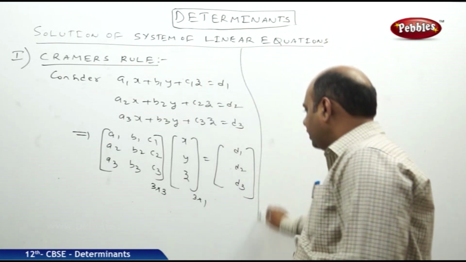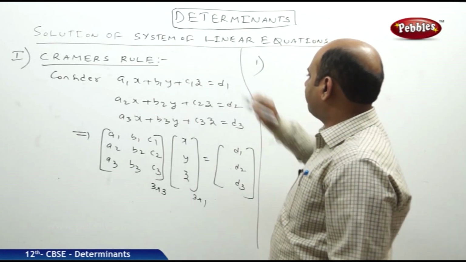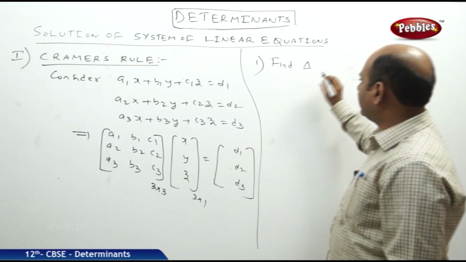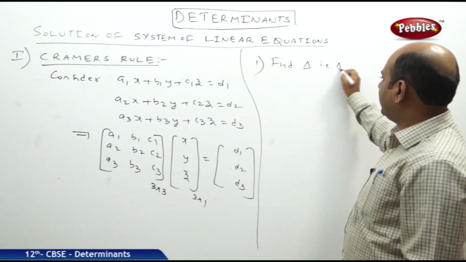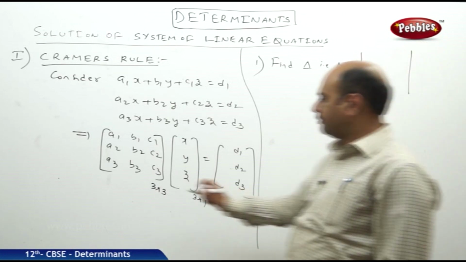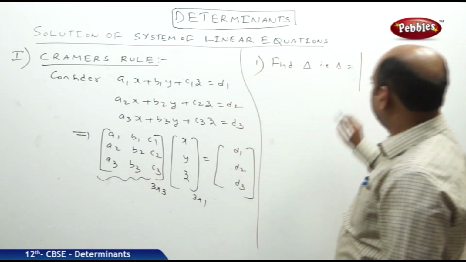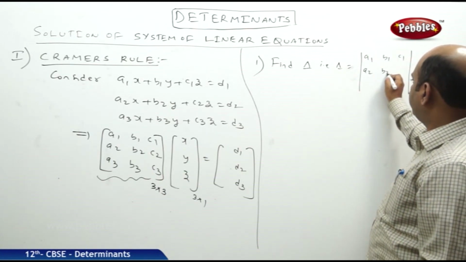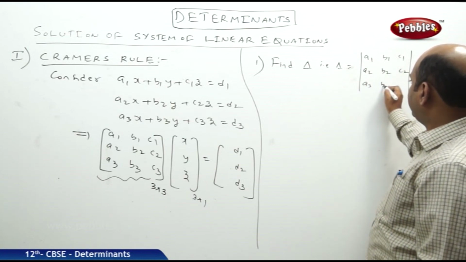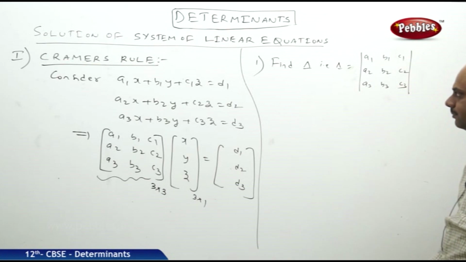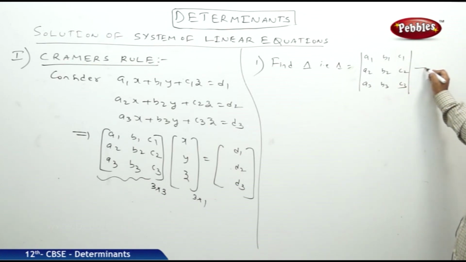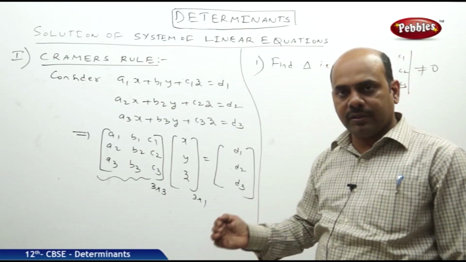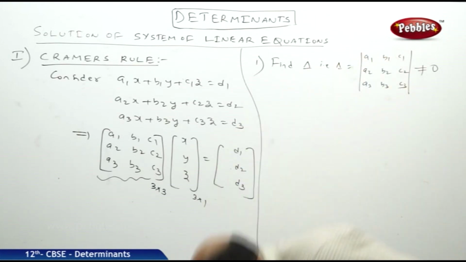For this, there is a standard procedure. First we need to find delta. What delta indicates: delta is nothing but the determinant of this particular coefficient matrix, that means a1 b1 c1, a2 b2 c2, a3 b3 c3. This is delta. And observe carefully, this should not be equal to 0. If it is equal to 0, what happens? We will be seeing it in the later class.